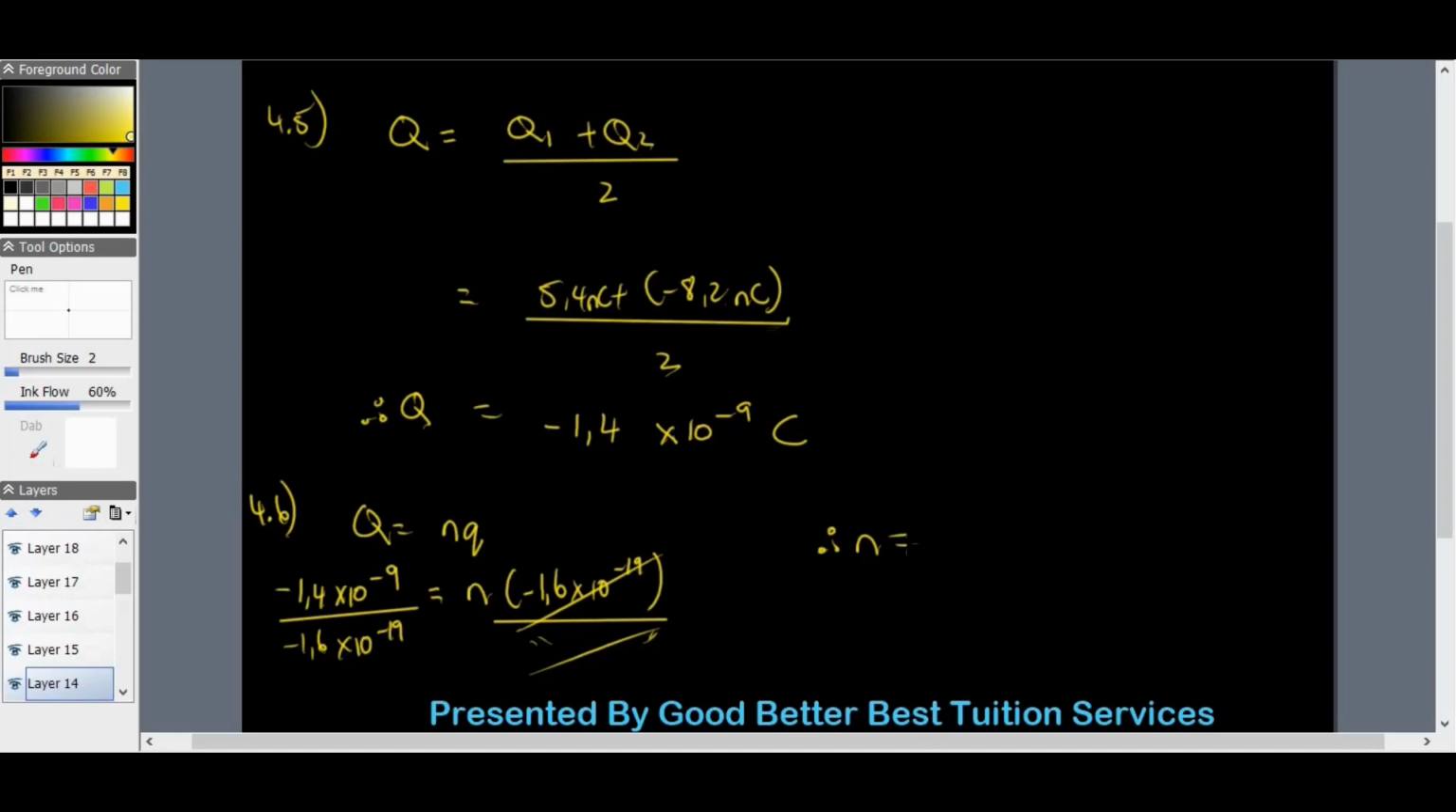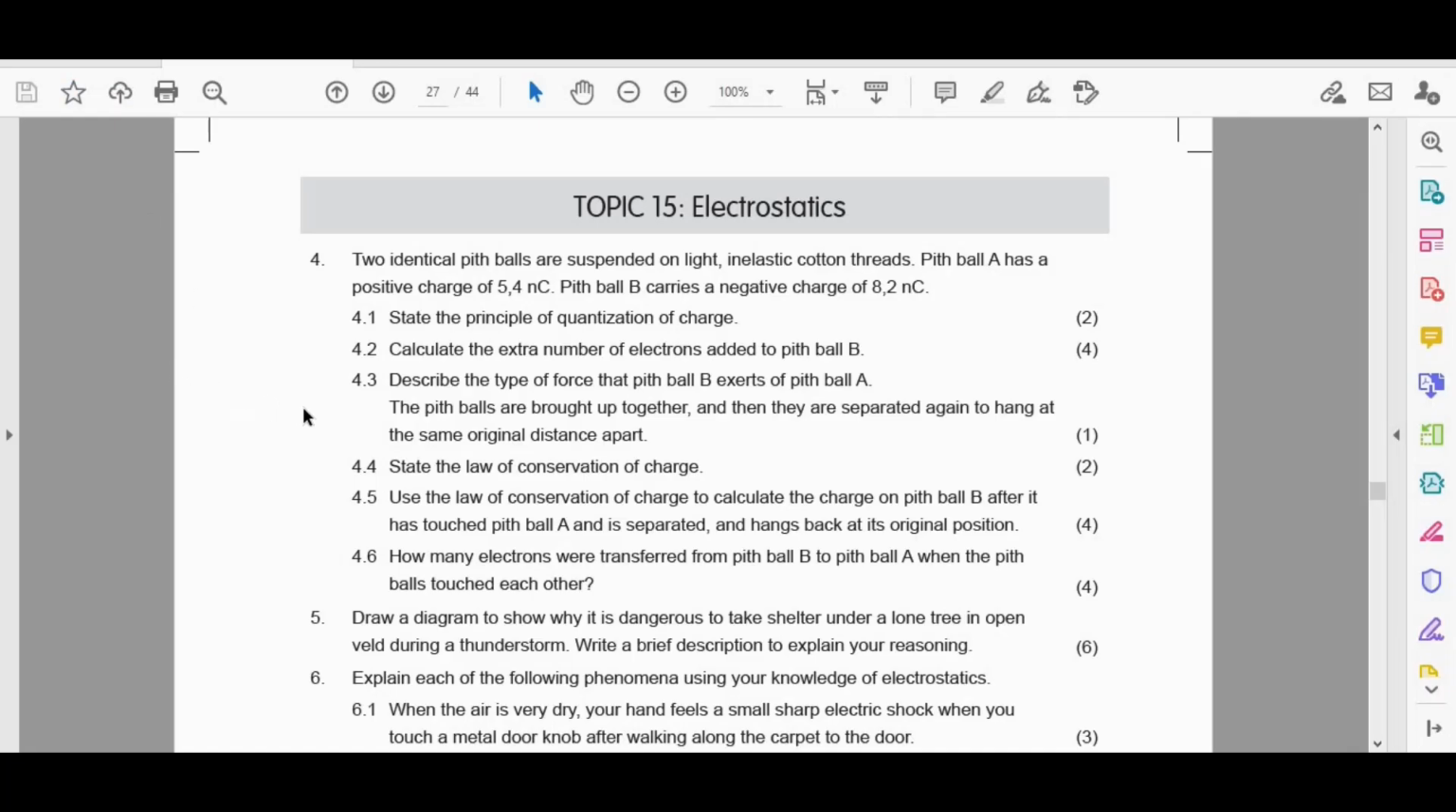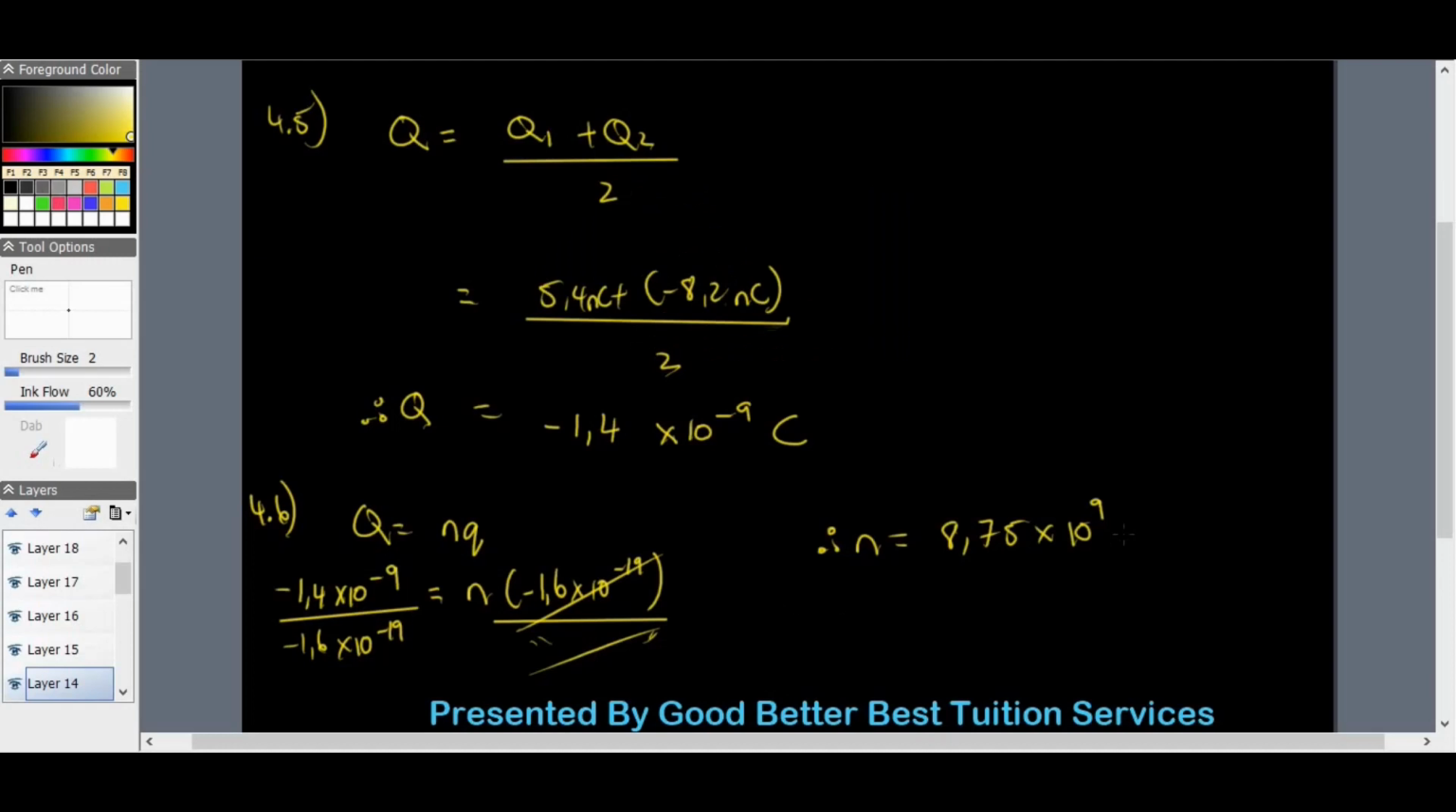Now I've got to use scientific notation. Just to divert you back to 4.2: 4.2 was calculate the number of extra electrons that was added to ball B. We calculated that to be 5,125 times 10 to the 10. And 4.6 is how many electrons were transferred from ball B to ball A when the balls touch together. We calculated that to be 8,75 times 10 to the 9.